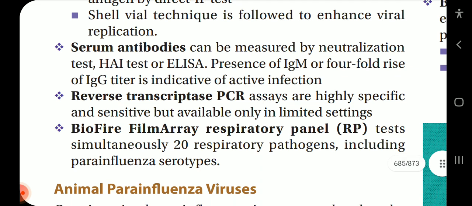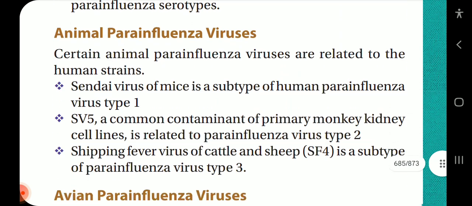Serum antibodies can be measured by neutralization test, HAI test, or ELISA. Presence of IgM or fourfold rise of IgG titer is indicative of an active infection. Reverse transcriptase PCR assays are highly specific and sensitive but available only in limited settings. BioFire FilmArray respiratory panel test: simultaneously, 20 respiratory pathogens are detected, including parainfluenza serotypes as well.